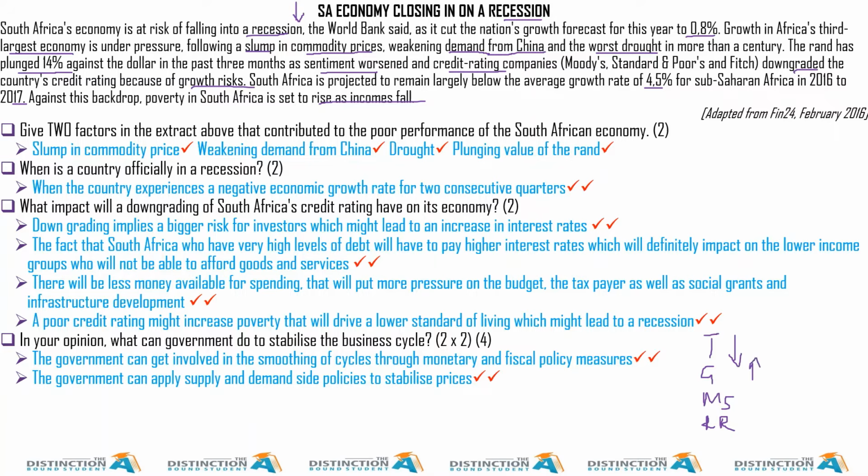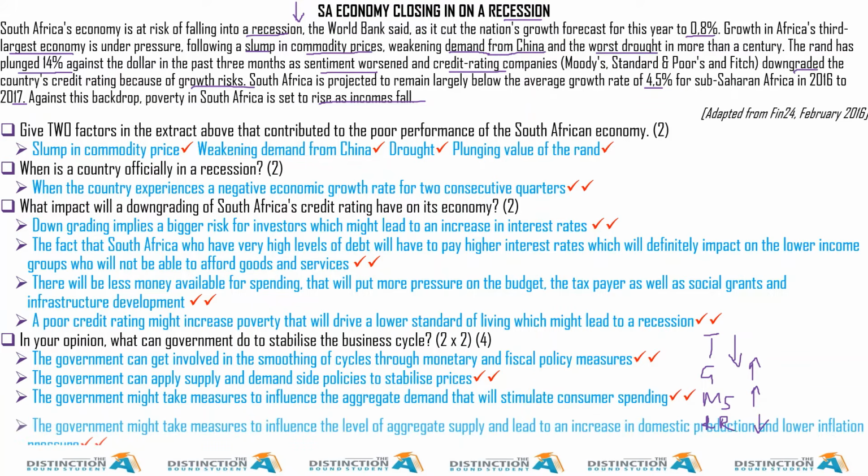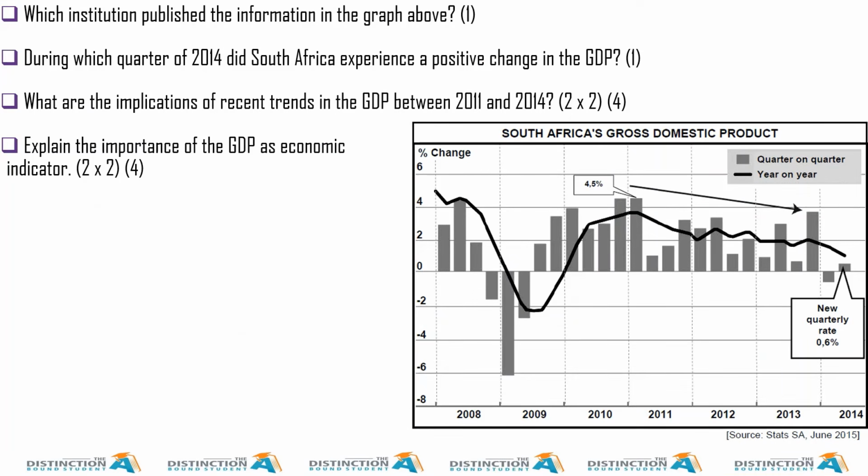If you want to be expansionary, you will have to reduce tax, increase government spending, increase money supply, reduce interest rates. So that's what you can say also. All right, let's look at the next one. The next one here, okay, let's see what's going on.